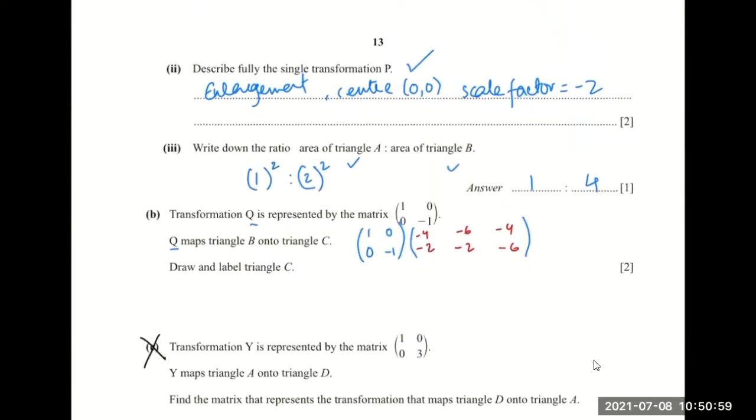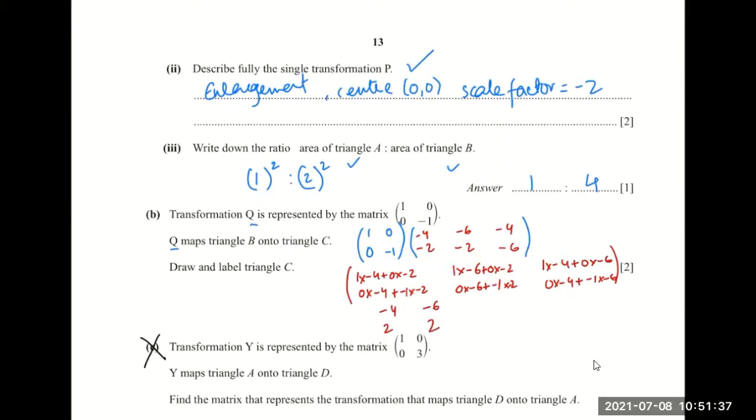Okay, I'm going to multiply them. 1 into -4 plus 0 into -2, 0 into -4 plus -1 into -2, 1 into -6 plus 0 into -2, 0 into -6 plus -1 into -2, 1 into -4 plus 0 into -6, 0 into -4 plus -1 into -6. That gives -4, 2, -6, 2, and -4, 6.